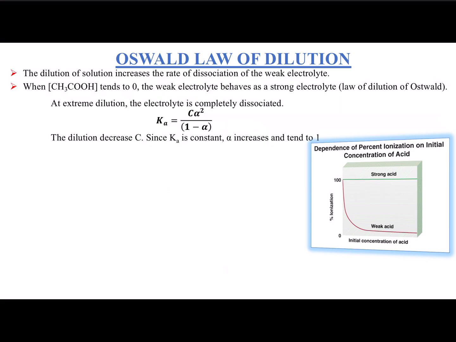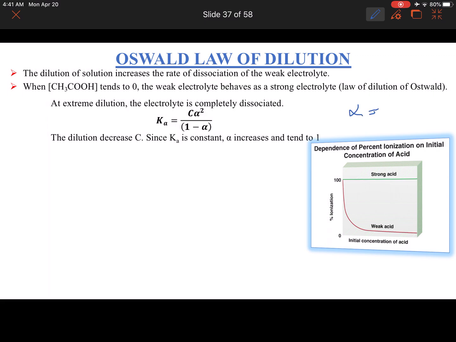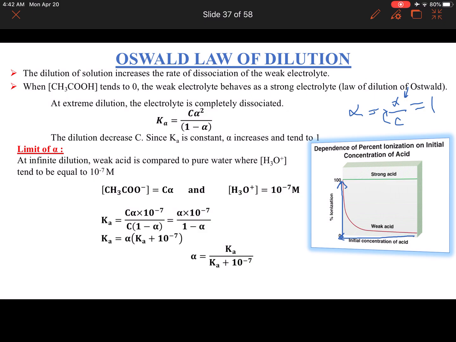And if alpha tends to 1, remember, alpha is x divided by C, and if this alpha is 1, that means my x is almost going to be C, and if x is C, that means I'm almost like a strong acid. This acid completely dissociates. And so weak acids, and you already know that because of this graph that I just showed you, as I dilute greatly, my weak acid will start to dissociate to the point that the dissociation goes to completion. Of course, there's a limit to this.